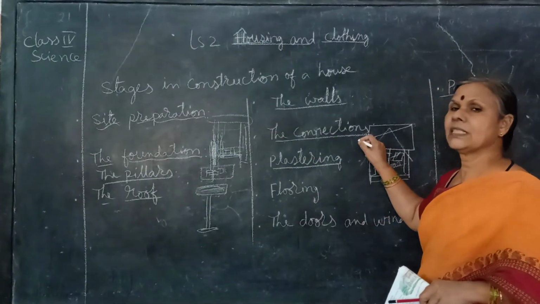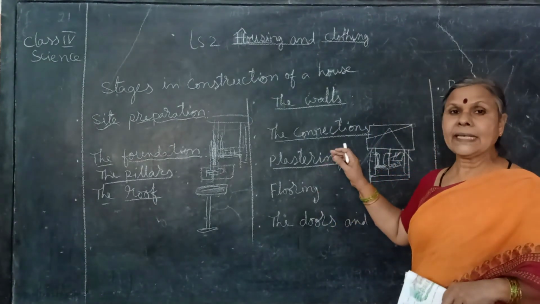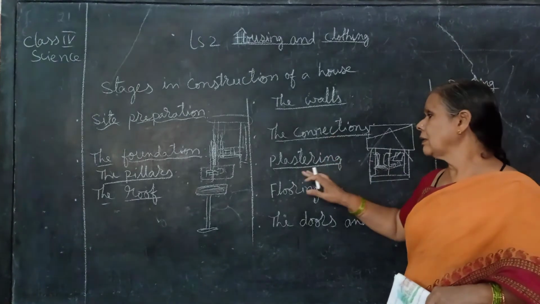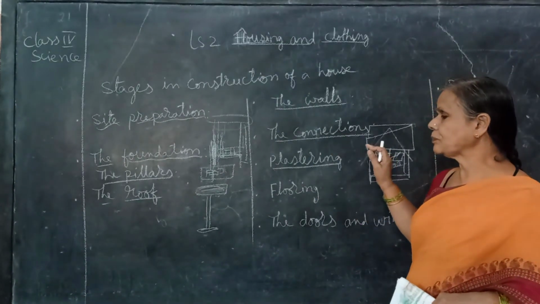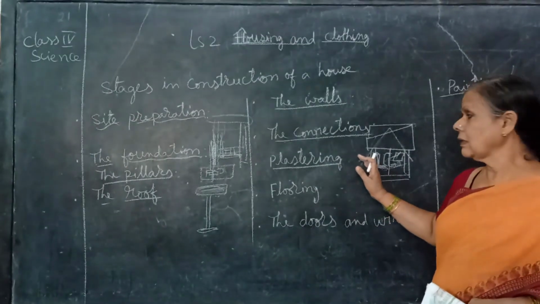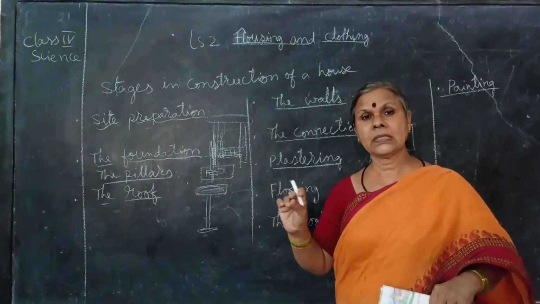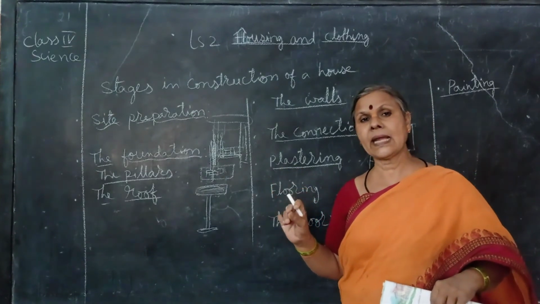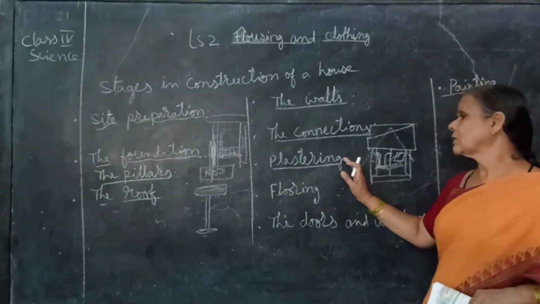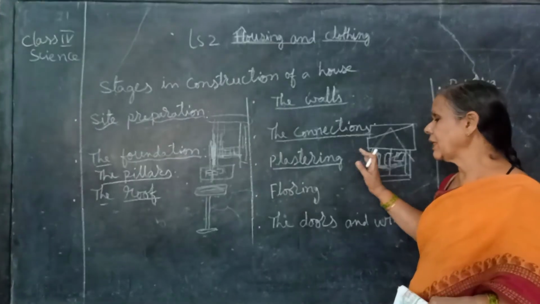Then the connection is given. Electricians will come and give the light connections and all, putting the pipes and all. Then plastering. Plastering is the stage where they put a thin layer of cement, water and sand and cover all the bricks. Then leave it for curing for a few days.